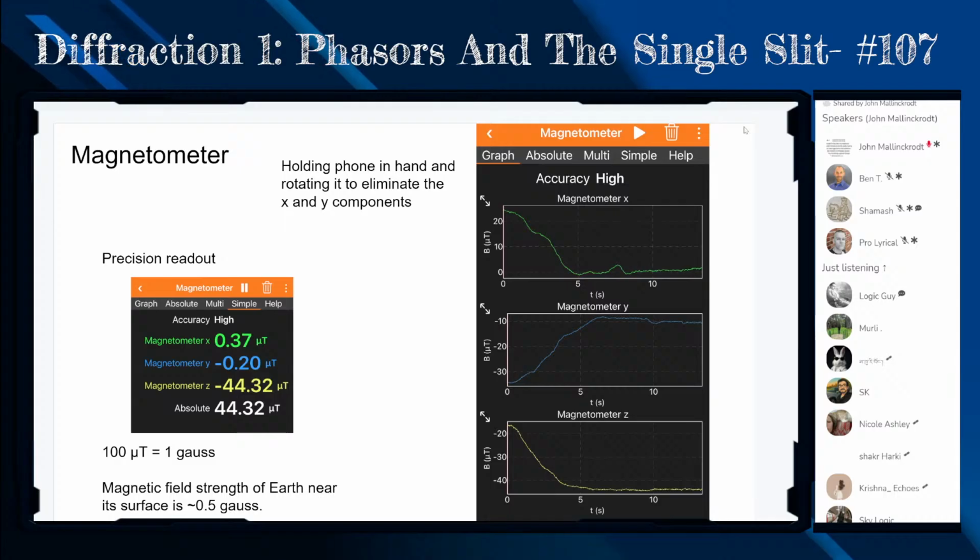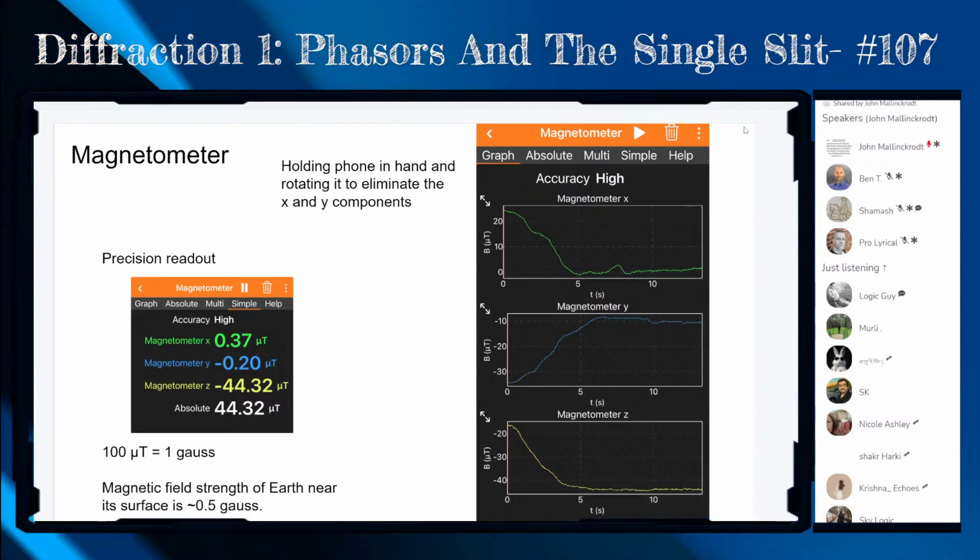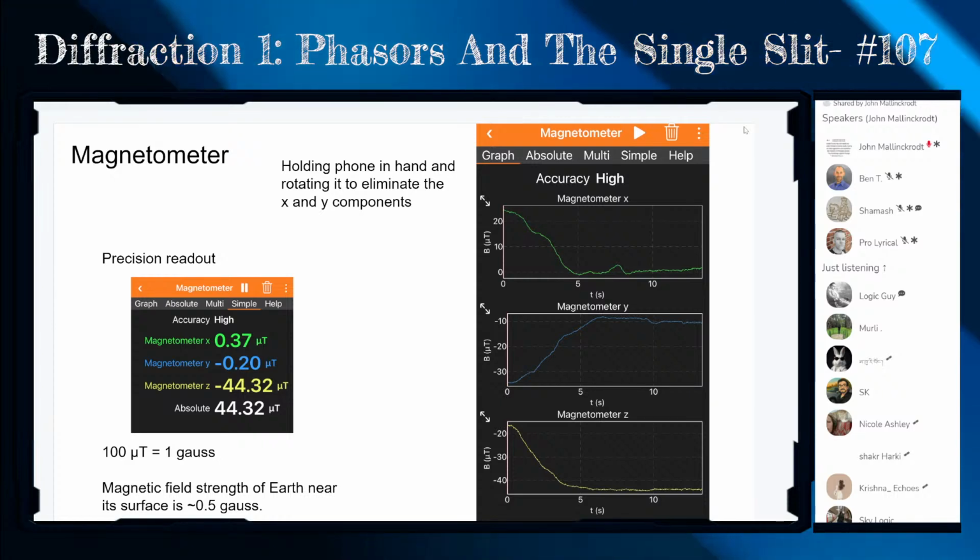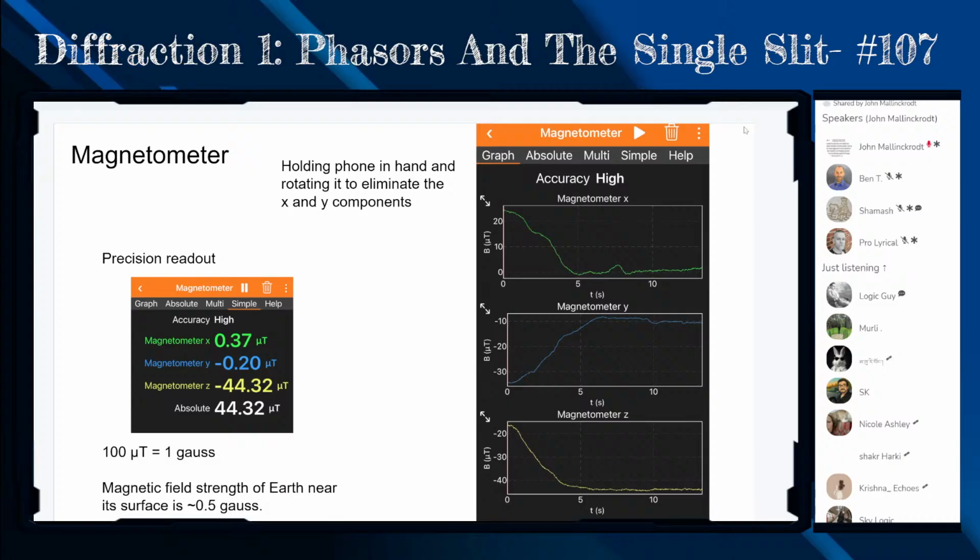There's a 3-axis magnetometer in the phone. It means it measures the components of the magnetic field. Now, the magnetic field is just a vector. And that vector has components in the x, y, and z directions that we laid out before.